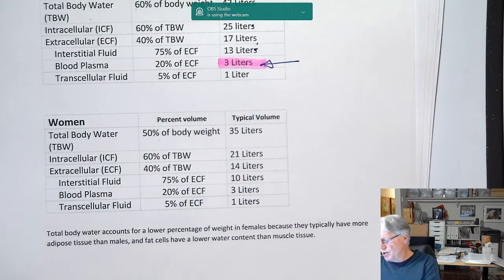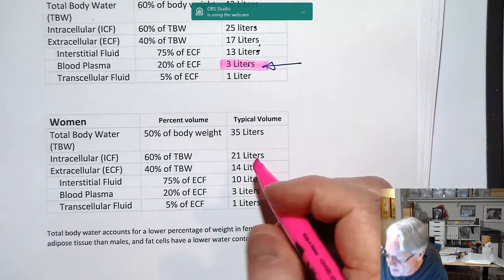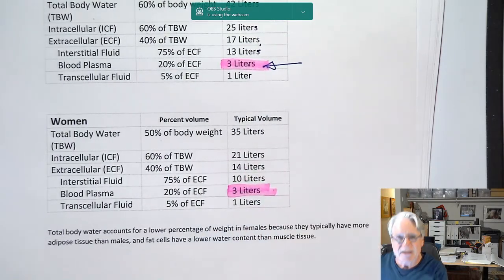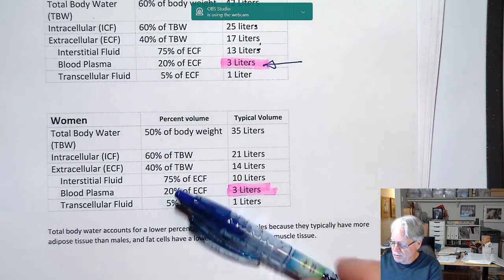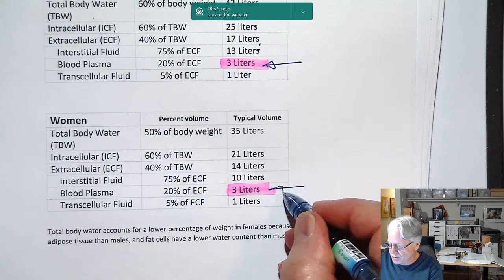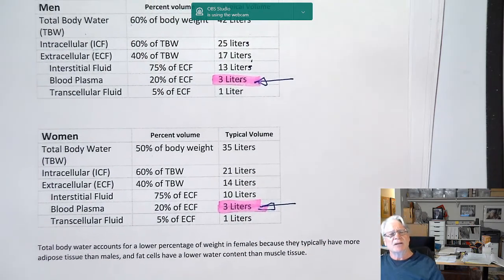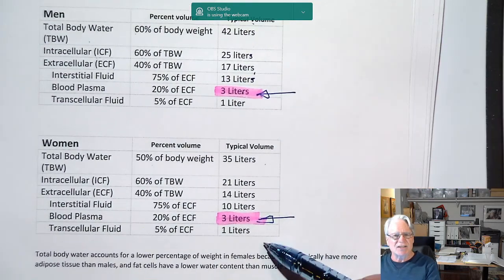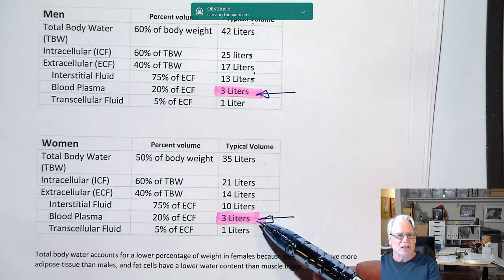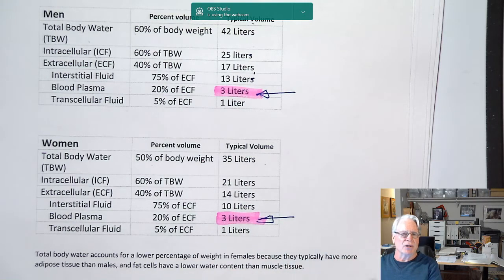But the one thing I do want you to notice here is this number right here. Notice that that number is the same as for a male. So females, even though they have a total body water less than 35 liters as opposed to 42 liters in male, they still have 3 liters of fluid in the blood plasma. So this is the fluid that's found in your blood vessels, in your heart, your arteries, your veins, and so forth. Same number, same volume, and there is a very good reason for that.